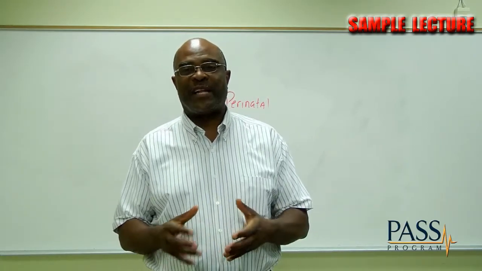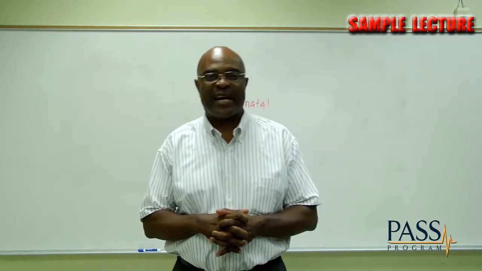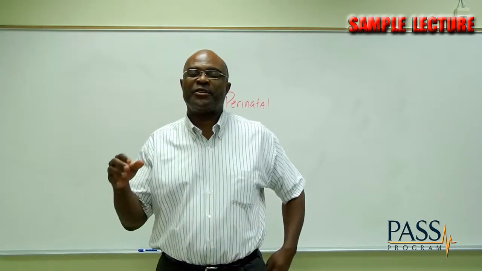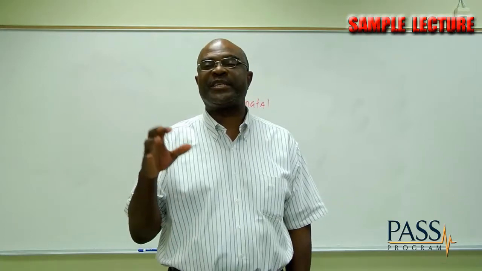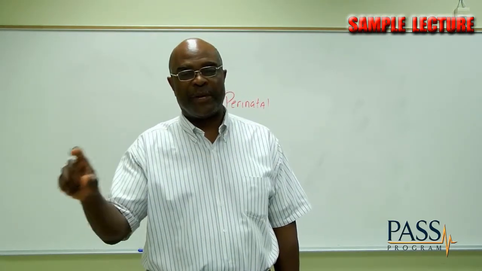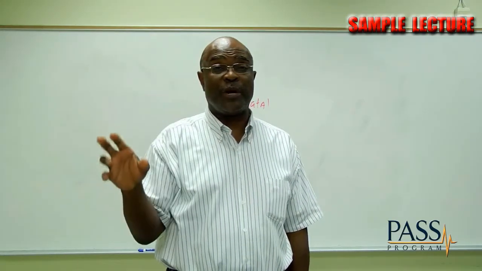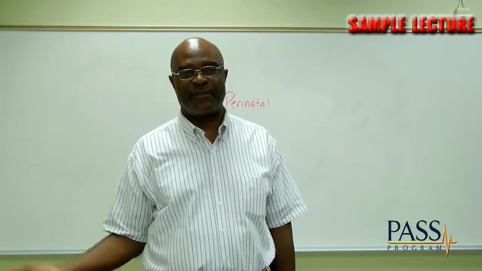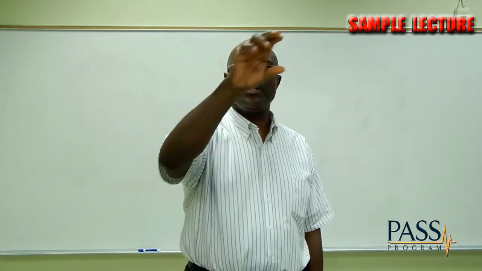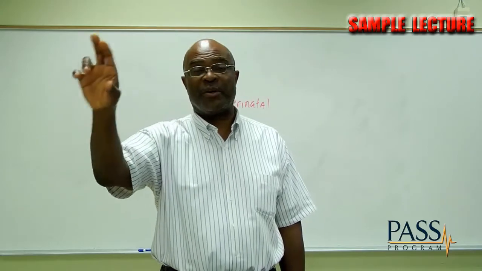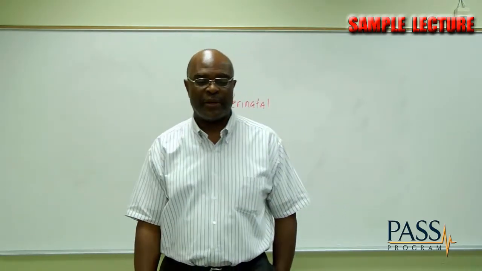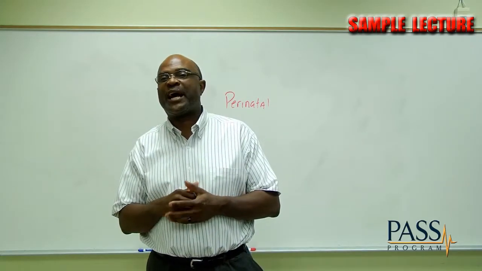Then case fatality, the next term. Case fatality takes the number of people with a certain case, you put them in the denominator, and in the numerator you put how many people actually died from that disease. So the fatality number goes in the numerator, the total number of people with the case goes in the denominator. So it tells you the case fatality.